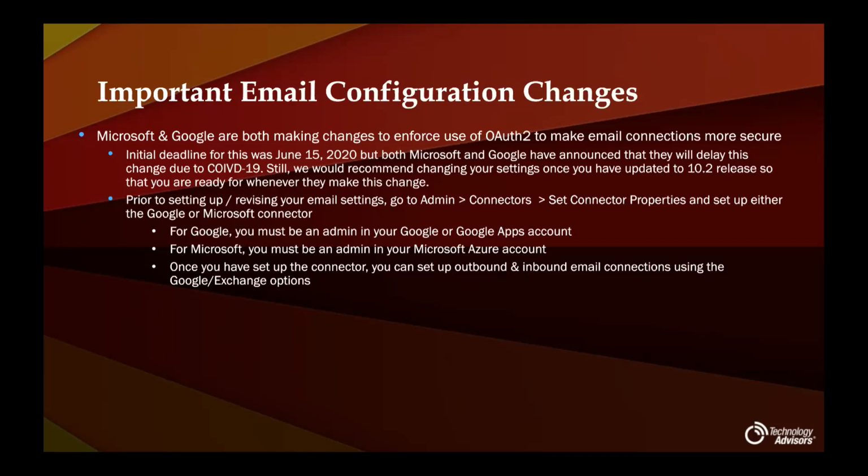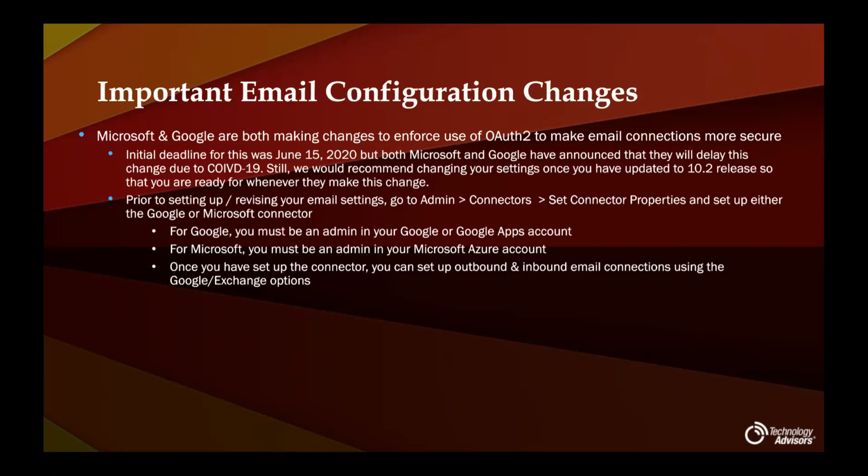You need to go into admin connectors and set up connector properties in order to set up either the Google or the Microsoft connector. And then you have to have the appropriate security in Google or Microsoft in order to be able to do that setup correctly. So that'll be your first step in terms of switching to the new email connection capabilities.